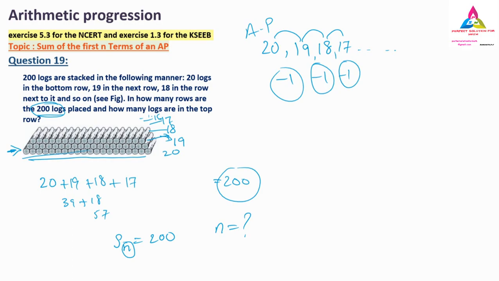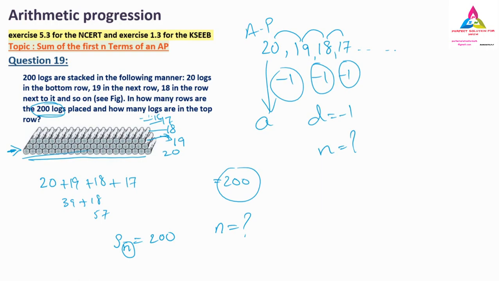So the first term a you can find, that is 20. Then we have d, the common difference, that is minus 1. The n value we have to find. That's all. So this is what they have given. They have told us to find the n value. They have given the total, that is the sum of all the logs, and the first bottom row, and they have given everything. You only have to find the n value. This is the introduction for the 19th question.